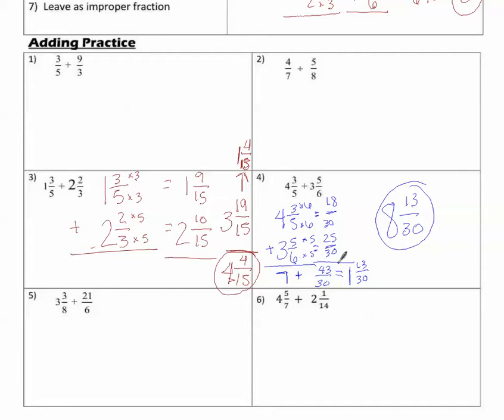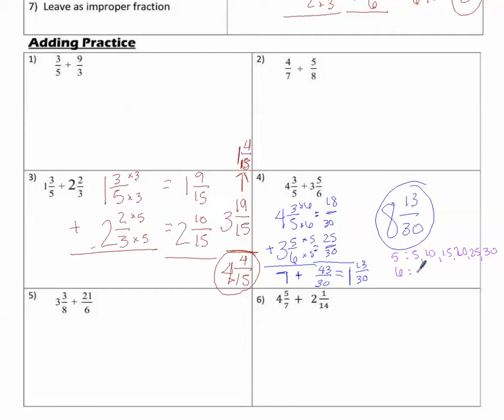Just a reminder on how to find least common denominators. You want to look at the multiples of your denominators. So for 5 and 6, 5 times 1 is 5, 5 times 2 is 10, 5 times 3 is 15, 5 times 4 is 20, 5 times 5 is 25, 5 times 6 is 30.